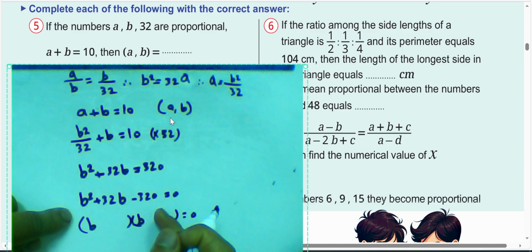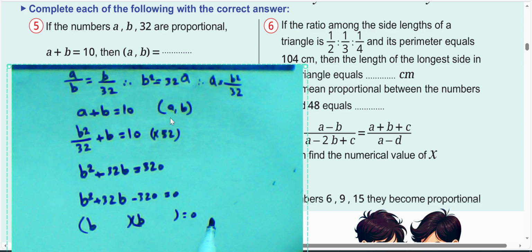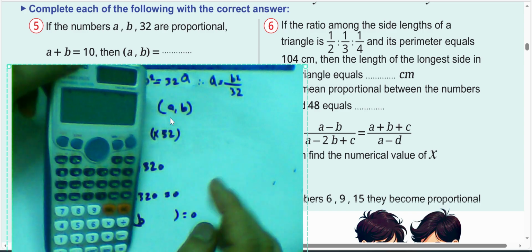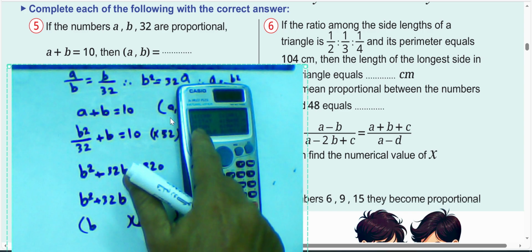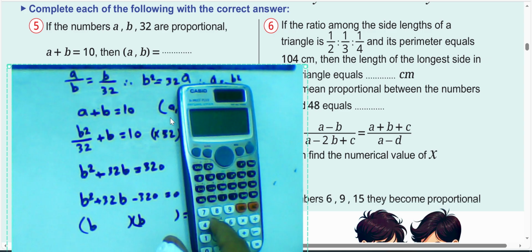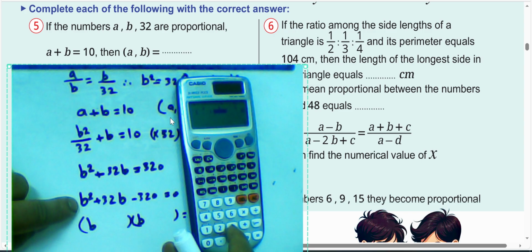We want two numbers whose product equals 320 and whose difference equals 32. You can use the calculator's equation mode: open equation mode, choose the quadratic option, and write the coefficient of b squared, which equals 1, then 32, and then negative 320.